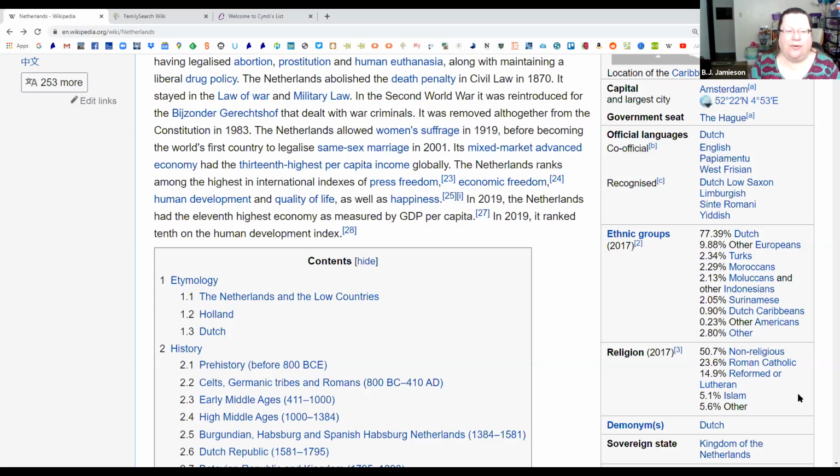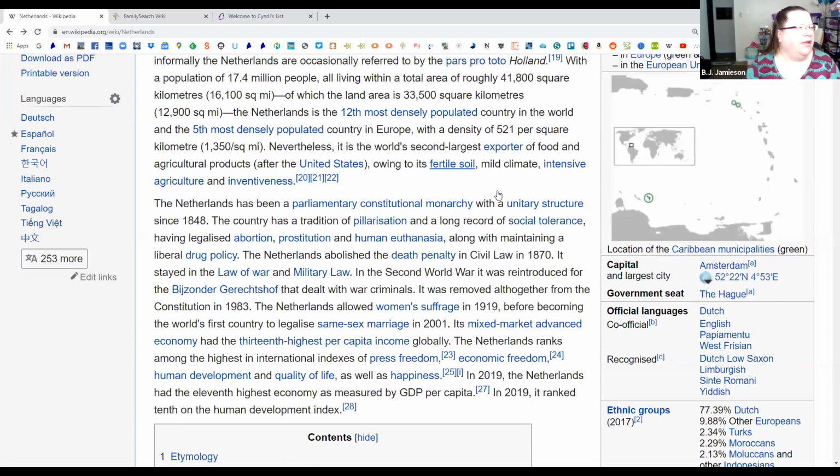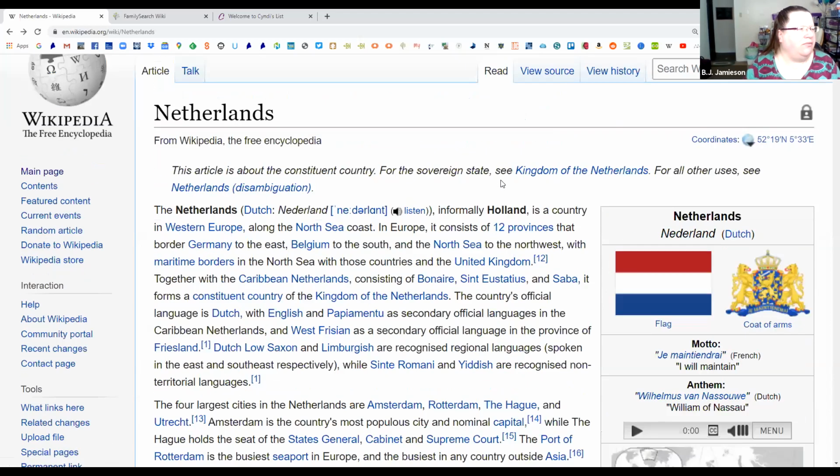Sometimes you'll get one of these where it says 95% of the country is Catholic, or 79% is Lutheran. And so that's going to help you with knowing where to look beyond the basic records. The other thing I look for that's kind of political, there are two things. One is, what is the internal structure? And here it tells us there are 12 provinces.